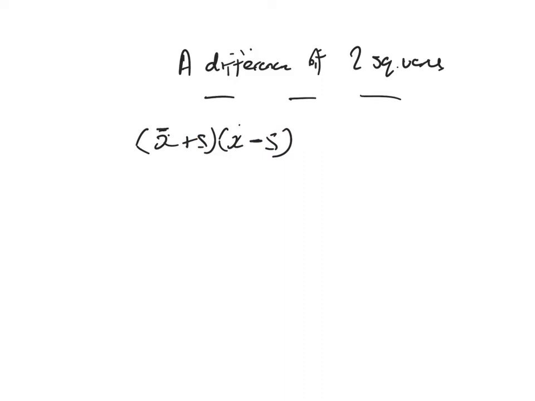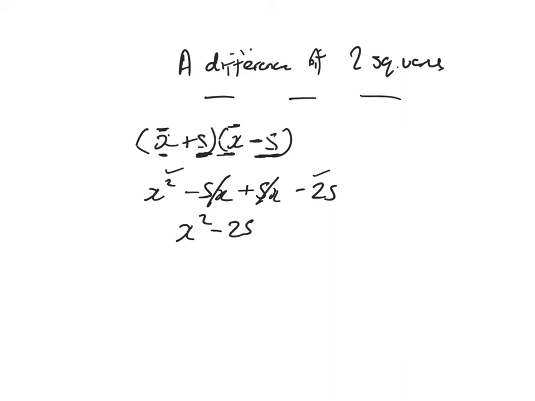Okay, so first: x times x is x squared. Outsides: x times minus 5, minus 5x. Insides: 5 times x is 5x. And finally, lasts: 5 times minus 5 is minus 25. Okay, minus 5x plus 5x, so that goes to 0, that cancels out, and it just leaves me with x squared minus 25.